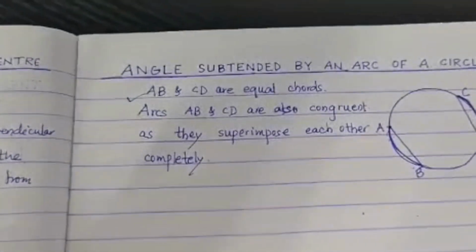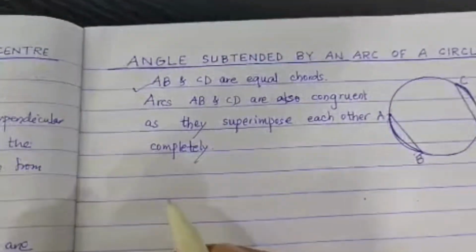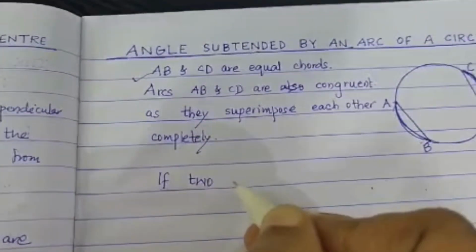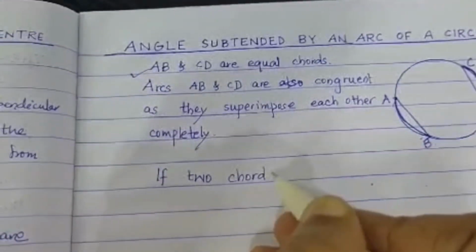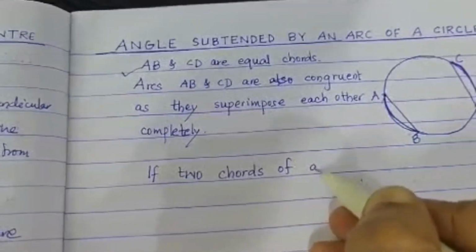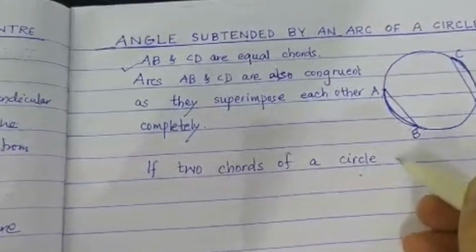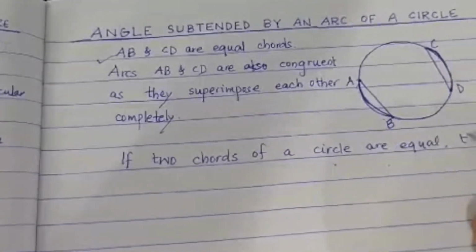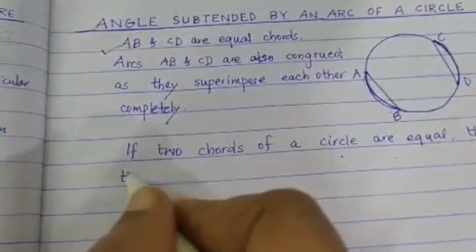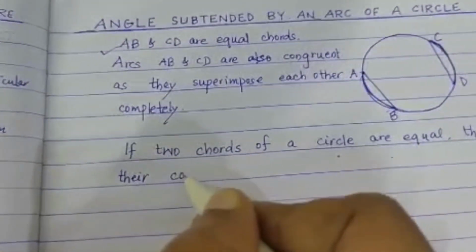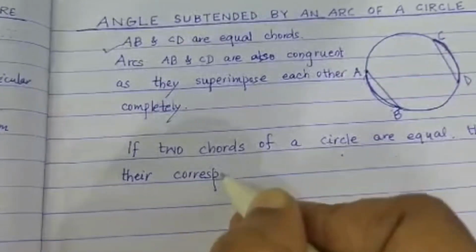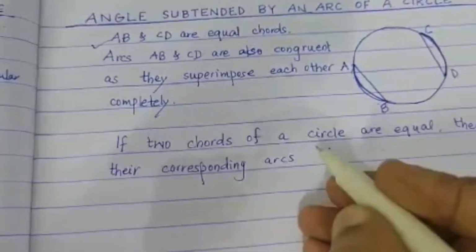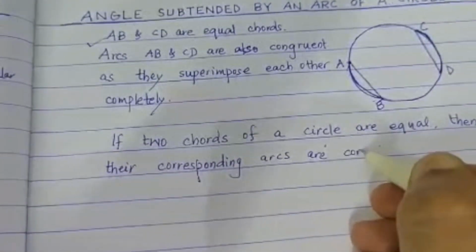So basically we can write this as follows: if two chords of a circle are equal, then their corresponding arcs are congruent.